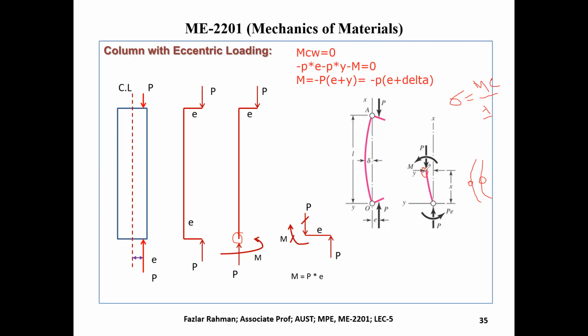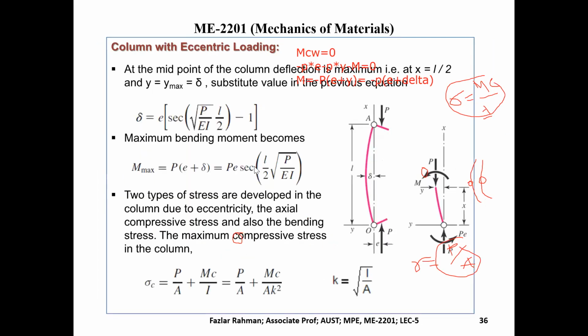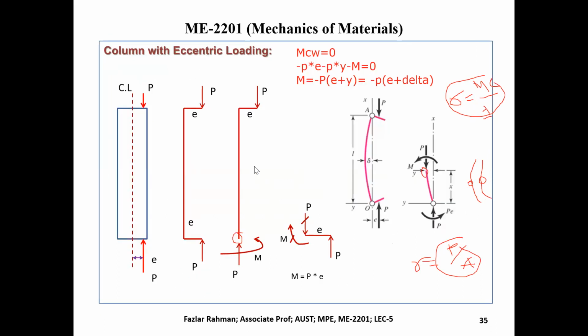Again, it has a direct compression. And what is the value of this stress? Sigma equal to P by A. So you see this column experiencing two stresses: P by A direct compression, and also sigma equal to MC over I. So the total stress will be P by A plus MC over I. So in the next class, we'll derive this equation.